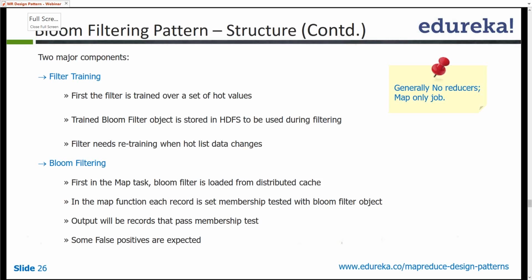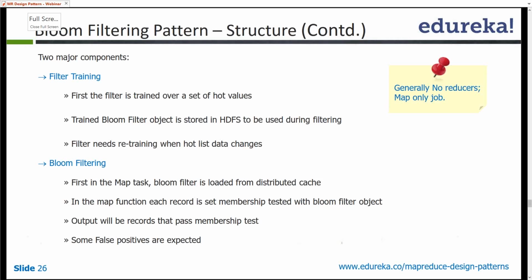Let me just explain this once more. As I said, you need to train your filters, and they will be trained on the hot values. That's the set membership. Over time, these values can change, and whenever those values change, you will have to retrain your Bloom filter. Otherwise, the filtering operation won't be right. So this is stored as an object in HDFS, and then the next stage, which is searching in the filter, uses this object as the filter.